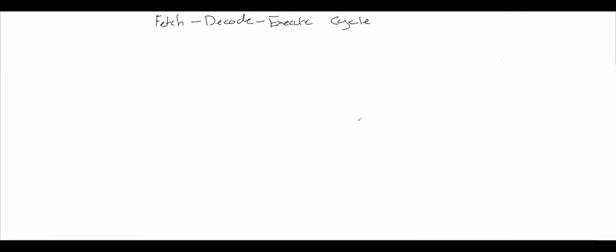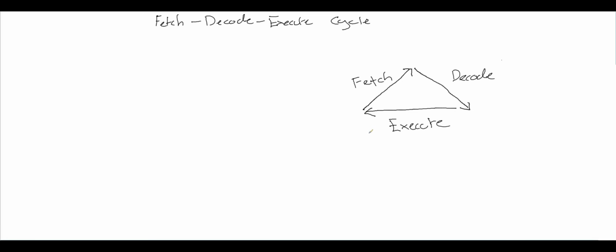Now in this video tutorial I'm going to be talking to you about the Fetch-Decode-Execute cycle at a GCSE level. Now when the computer is switched on, the CPU is going to repeatedly move around this cycle of fetching the next program instruction that it needs to execute, decoding the instruction and executing the instruction. So let's look at the individual parts of the Fetch-Decode-Execute cycle then.